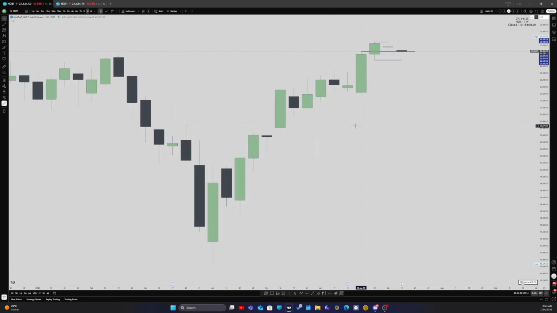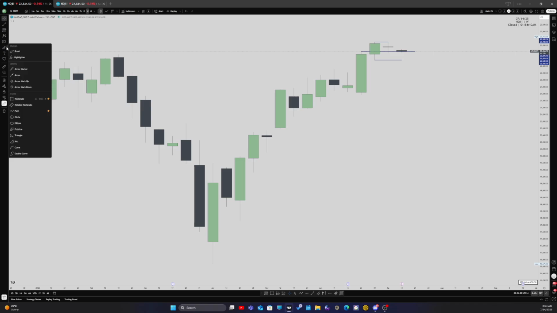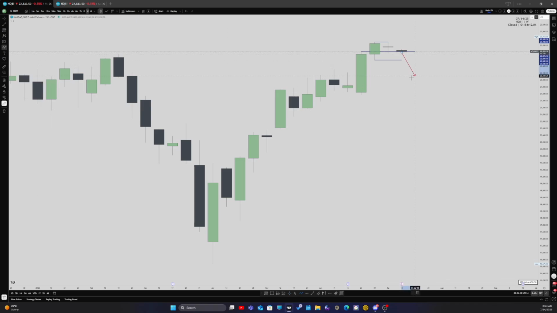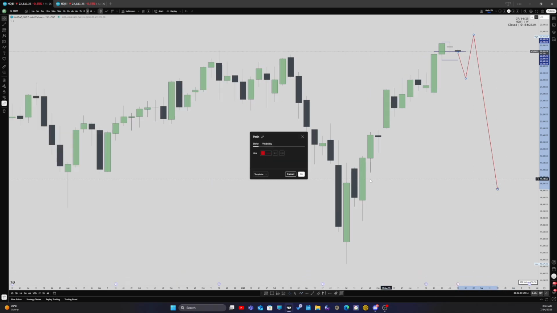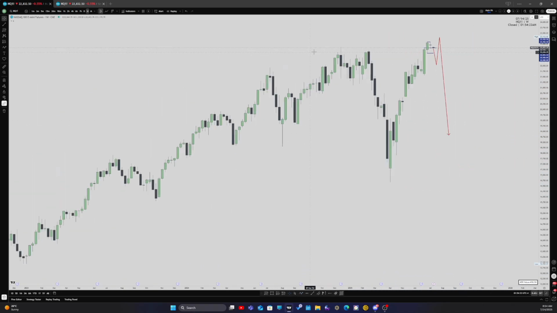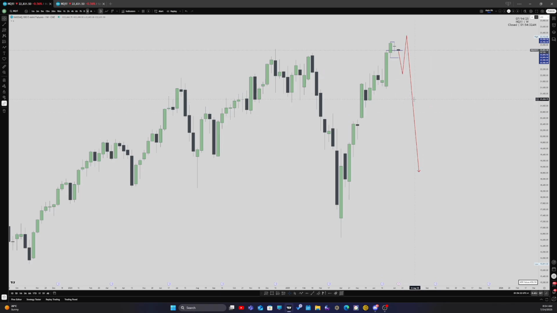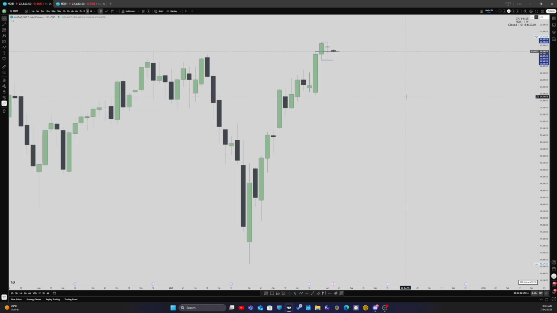Overall, I do believe that it's going to go lower. I do believe that it's going to do something like this. Maybe take another all-time high and then go down. I do believe we will see some downside here into this range. But for now, let's focus on what we see on the lower time frames. What opportunities do we have?